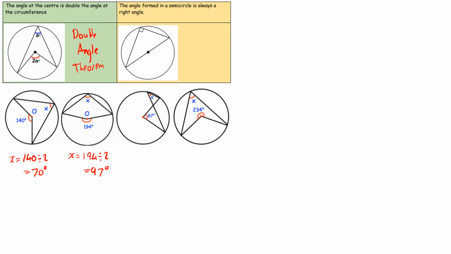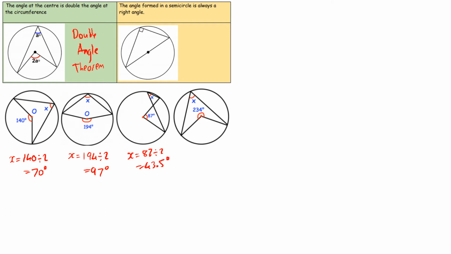And this is even true for the next one. This doesn't look anything like that sort of arrowhead shape, but we still have, let's highlight this, angle at the center, that's with those 2 red lines, and we have angle at the circumference. Because both of those come from the same initial chord, the rule still applies. So x here is just 87 divided by 2. It's just 43.5.